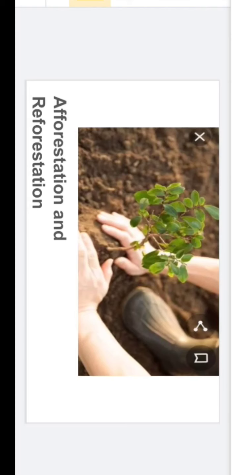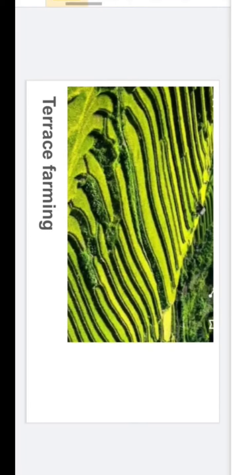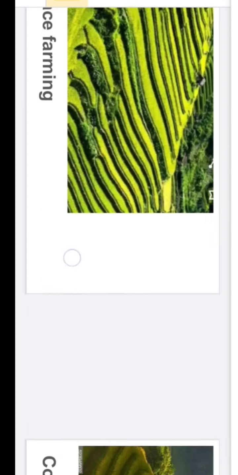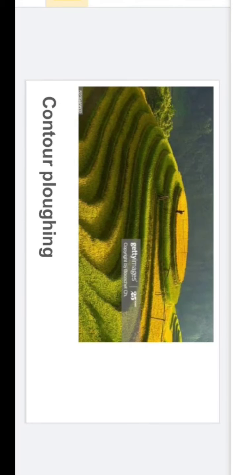Reforestation, mostly planting of trees is done in those areas where trees have been felled down. So for every 1 tree which is felled, 2 saplings are planted. This is terrace farming, where the slope is made into steps. So this is called terrace farming. Now contour farming, as I said, along the contours of the hills and slopes, that means same height ploughing is done, and that is called contour ploughing.